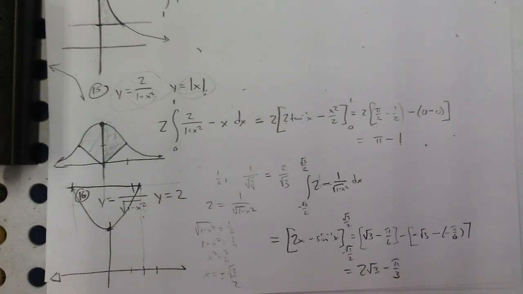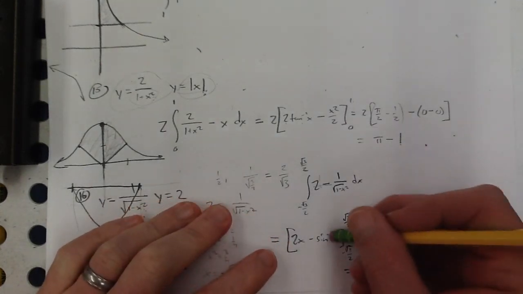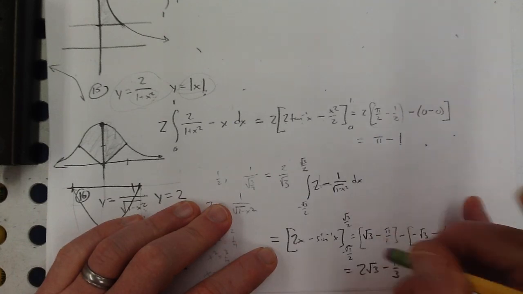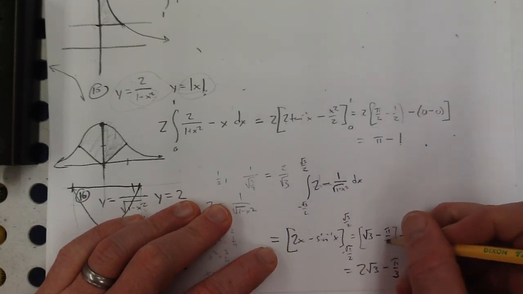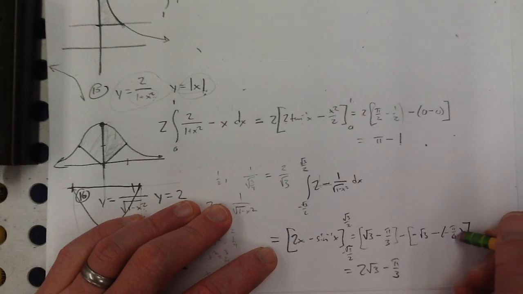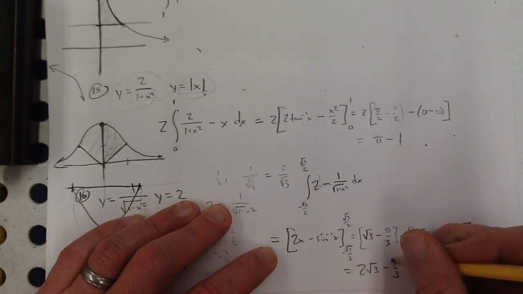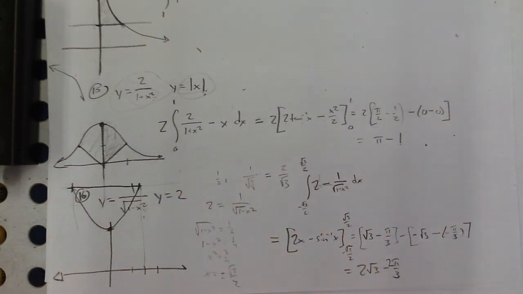But you know what? The sine inverse of square root of 3 over 2 is not pi over 6. That's the sine inverse of 1/2. It's pi over 3. Sorry about that. And that means I got 2 square root of 3 minus 2 pi over 3. There we go. All right.